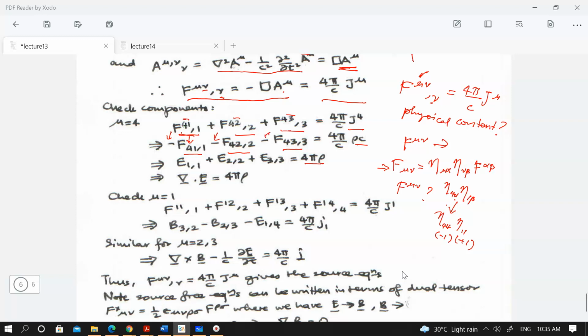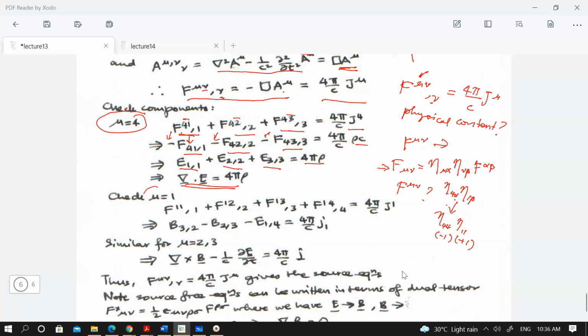But what are these? You can check back to the matrix that we defined above. This is just e2, 2 plus e3, 3, which is essentially your source equation for your electric field. So that is taking mu equals 4.